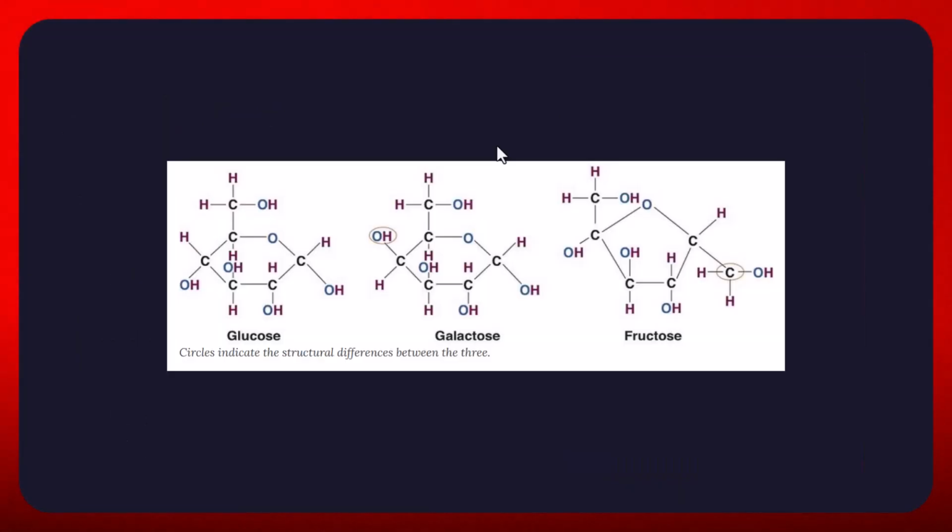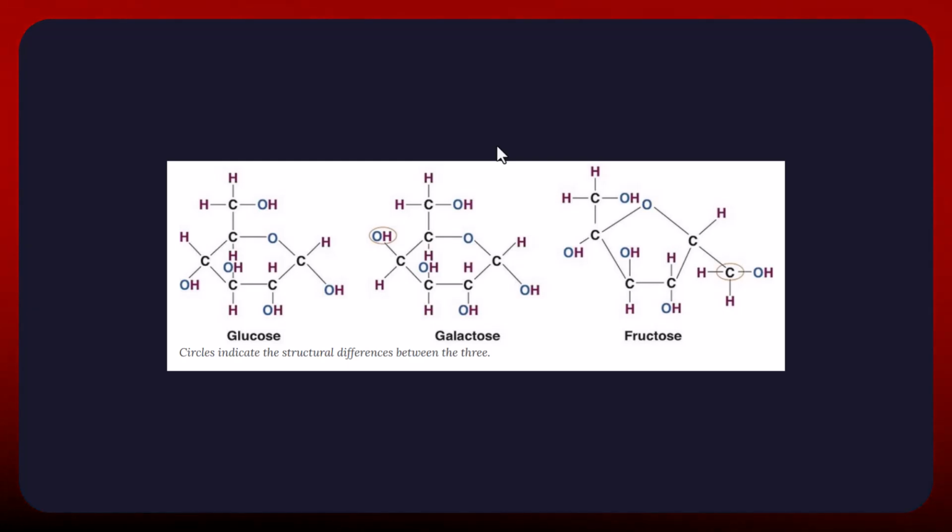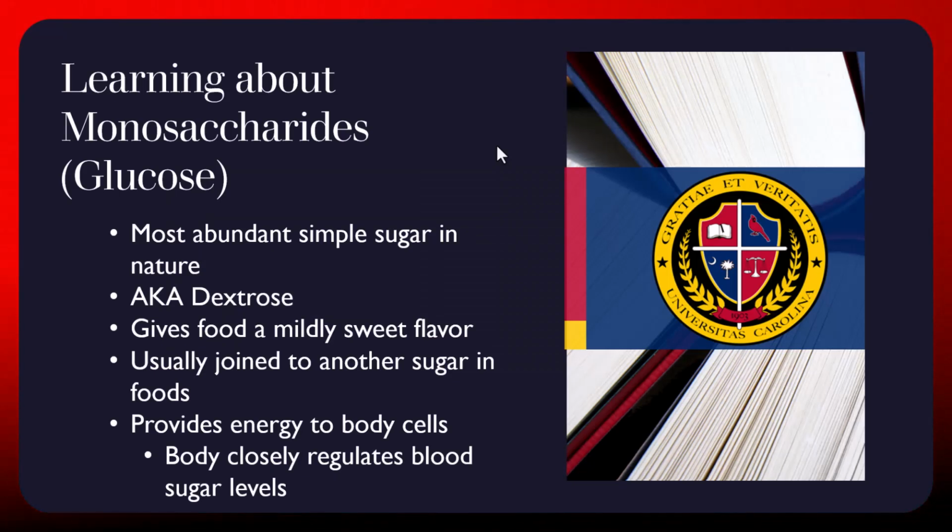Here you can see the chemical structures of glucose, galactose, and fructose. Circles indicate the structural differences between the three. Let's take a closer look at glucose specifically. Glucose is the most abundant simple sugar in nature.